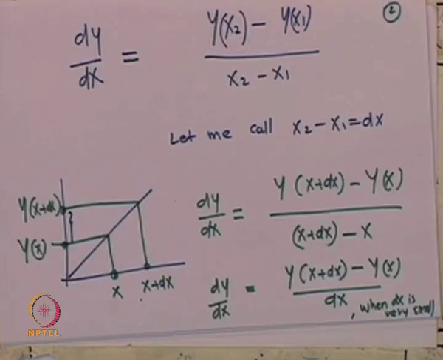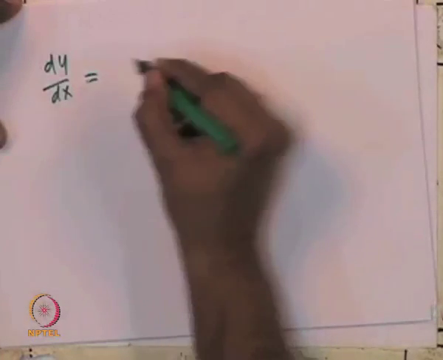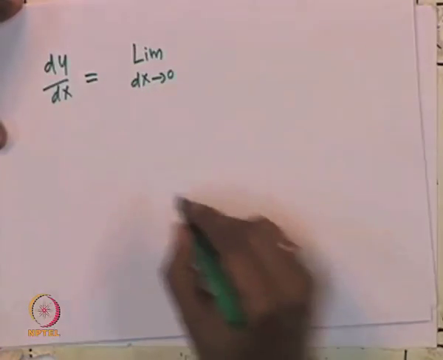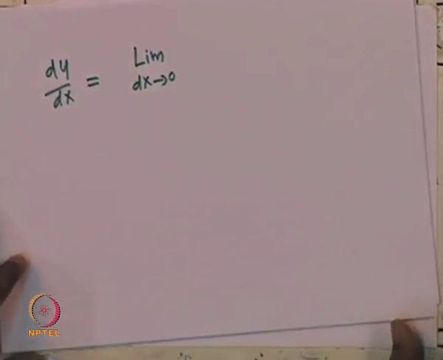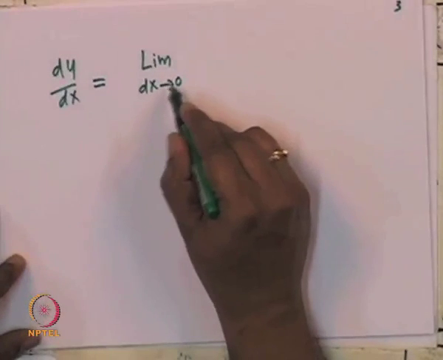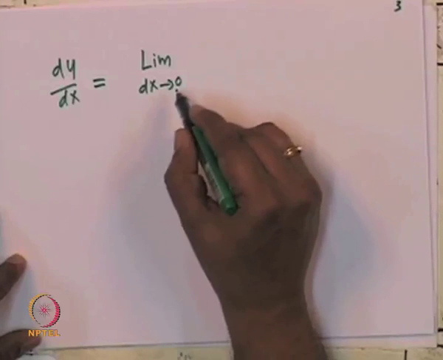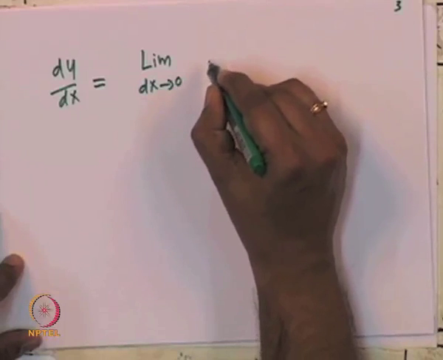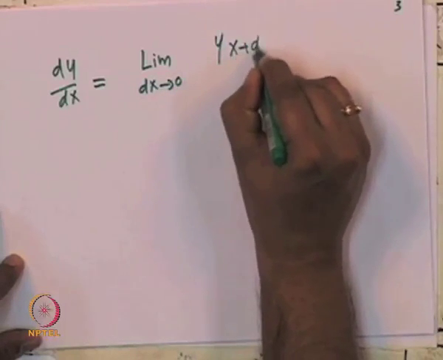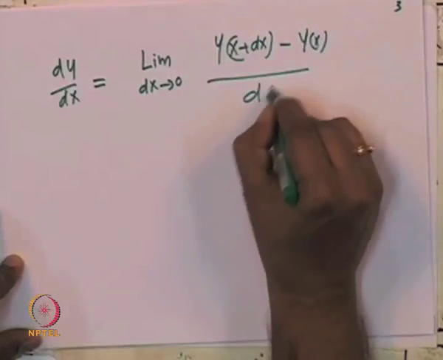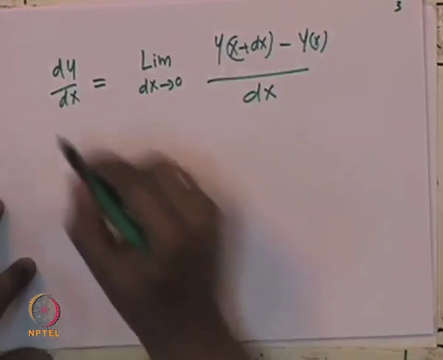So, strictly speaking, the definition of dy by dx is, mathematically they call it limit dx going to 0. That means the dx gets smaller and smaller, as small as very close to 0. So, this dx arrow 0 means when the dx is very small, close to 0, y of x plus dx minus y of x divided by dx. So, this is the definition of derivative.